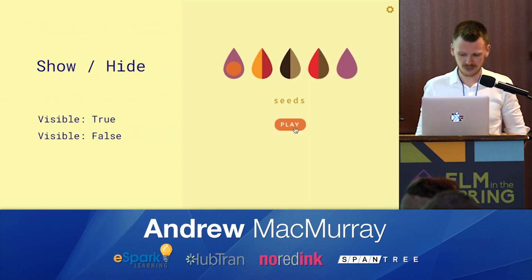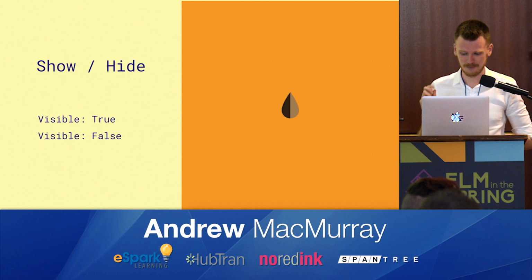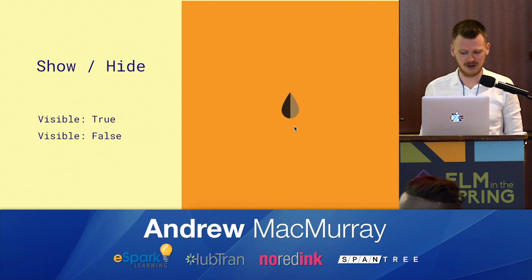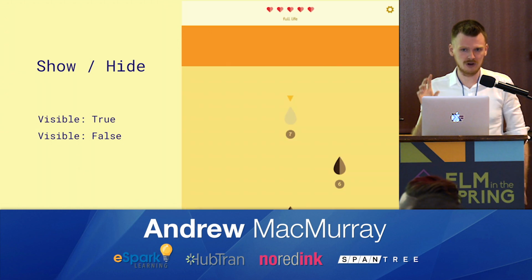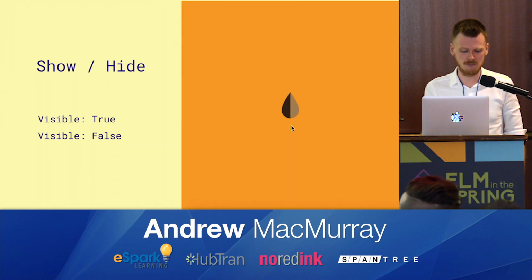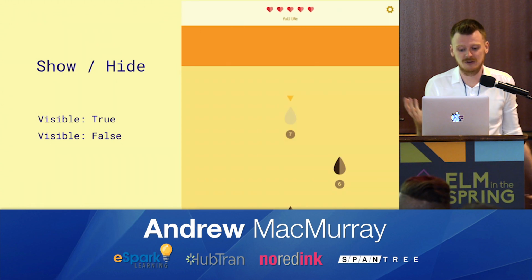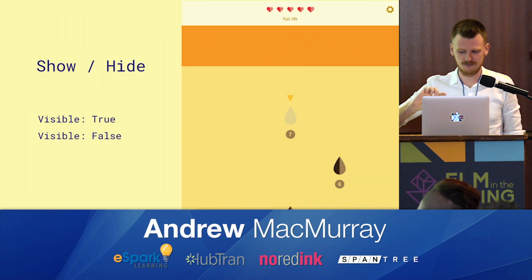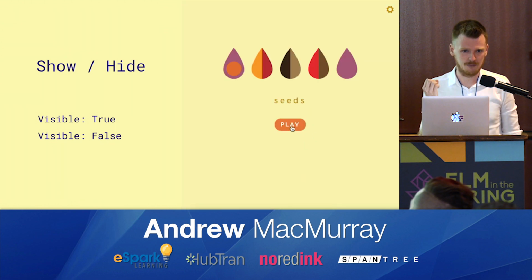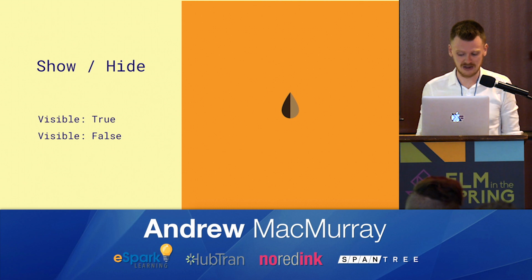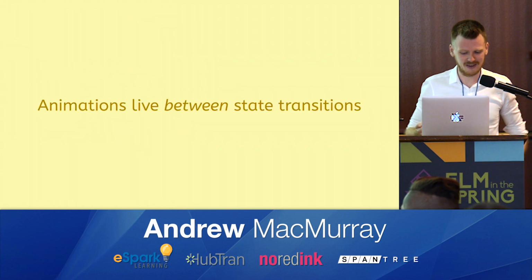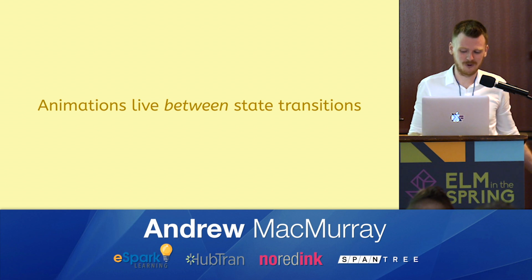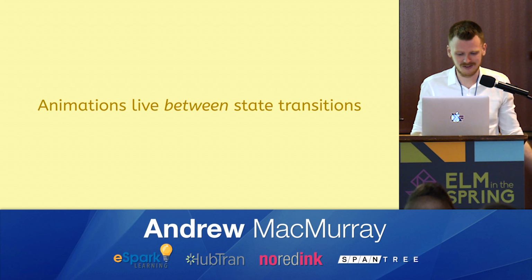So I'm going to try and illustrate this with an example. This is the loading screen without any animation applied. And imagine that we've got a Boolean flag that's being flipped from true to false, which is representing whether it's visible. So when the user clicks, that Boolean flag is flipped, and the transition happens immediately. But the thing with animations is that animations live in between state transitions. So the trick was how do I model this?